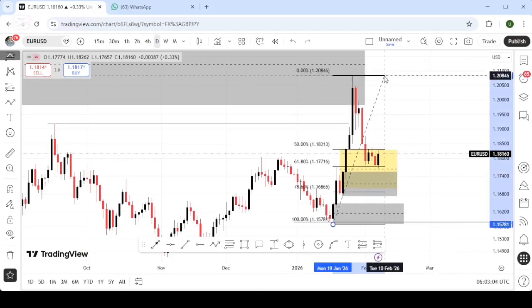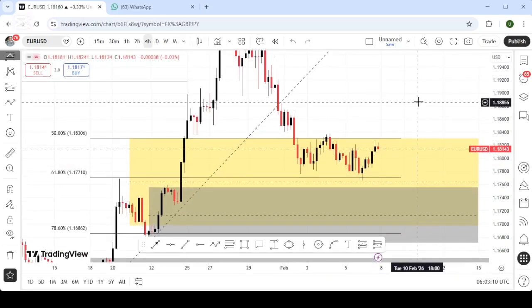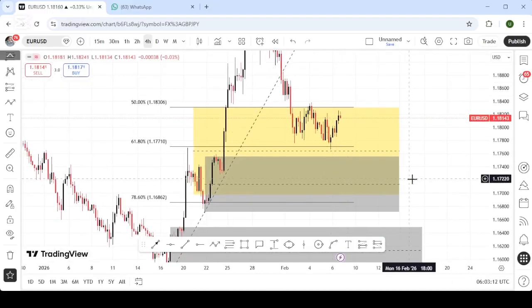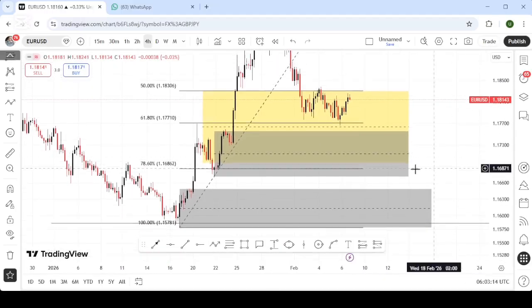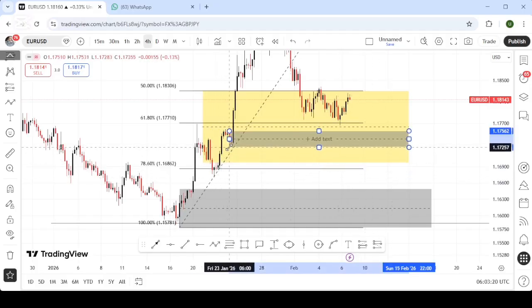Now this time around we go down to the 4-hour time frame. On the 4-hour time frame, you can see that level I tried marking on the daily time frame. You can see how wide it is. We just have to keep it this way, around this level.